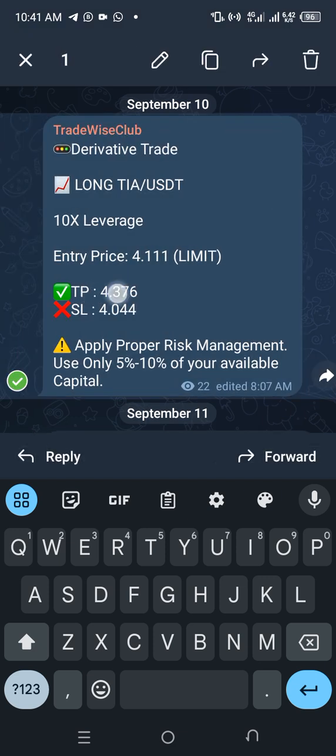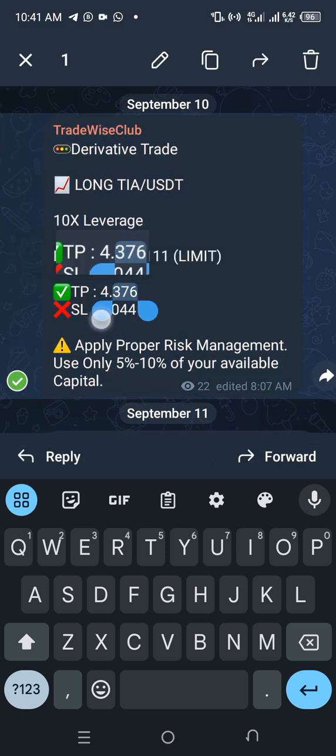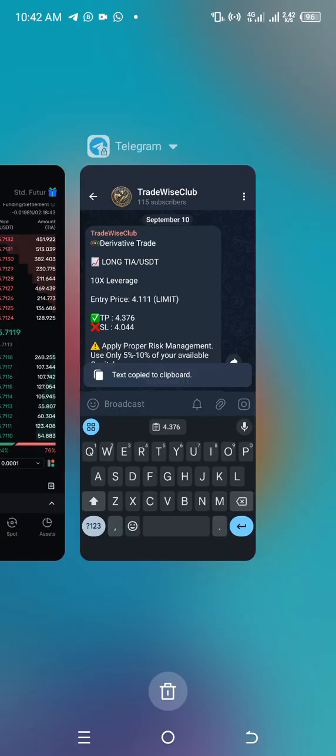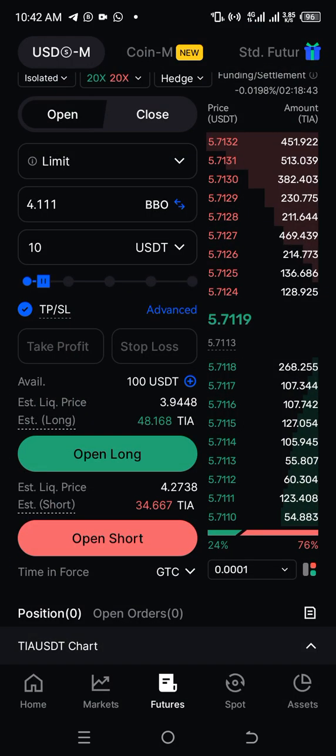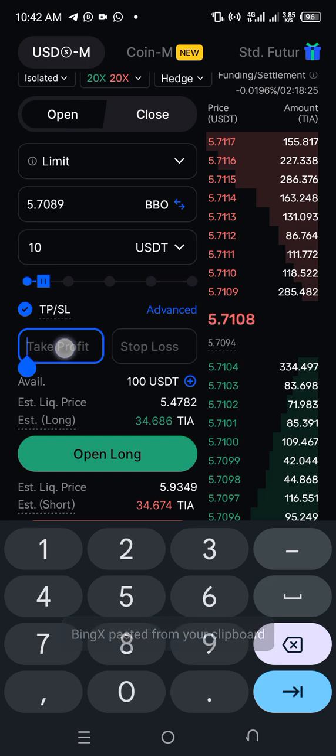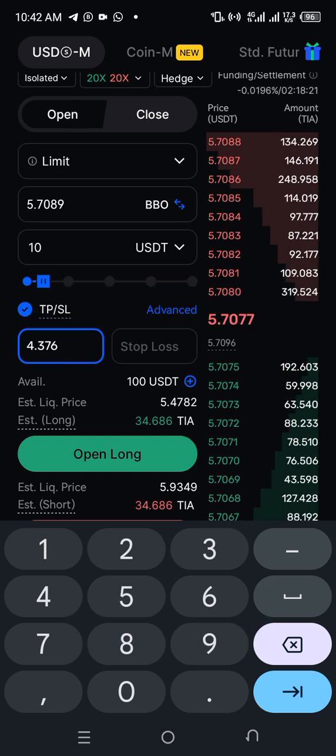I think I should make this clickable. Okay, you can copy the TP. You see, I said copy, and then you can just go to your app and enter the take profit. See, so I've just pasted. Do the same for your stop loss also before you click on long or short.